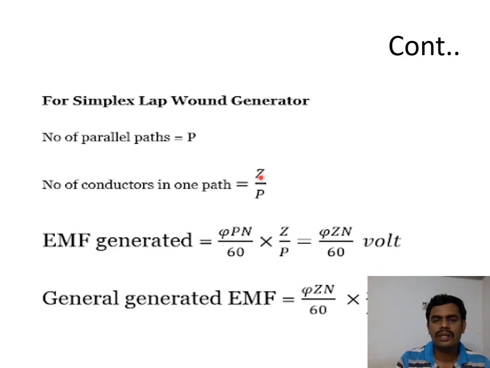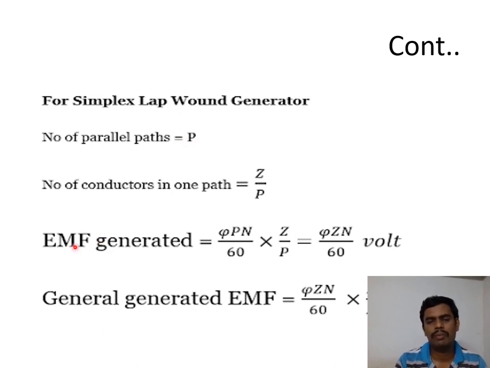We need to consider the total number of conductors and the number of parallel paths. Parallel paths are represented by capital A. Therefore, for lap winding, the number of parallel paths is equal to P, that is A is equal to P.